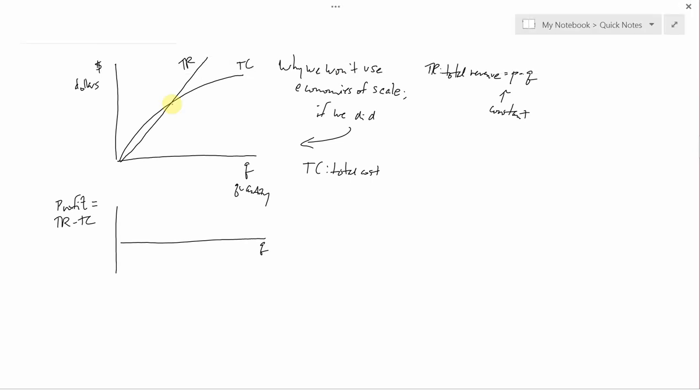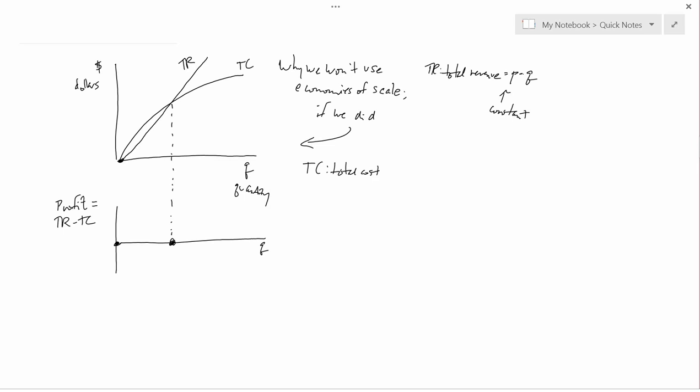Where the two curves cross, it's easy to see what profit's going to be. If the two curves cross, then total revenue is equal to total cost, and so total profit would be zero. To the left of that point, you see the total cost curve is here, and the total revenue curve is here. So total cost is above total revenue, which means profit's going to be negative. Well, not at Q equals zero. At Q equals zero, you're back to zero again, because at Q equals zero, you're here. You don't have any revenues or any costs.